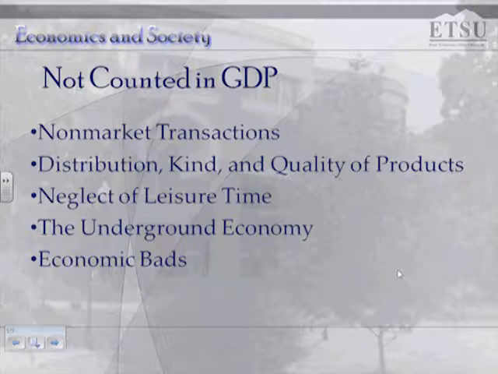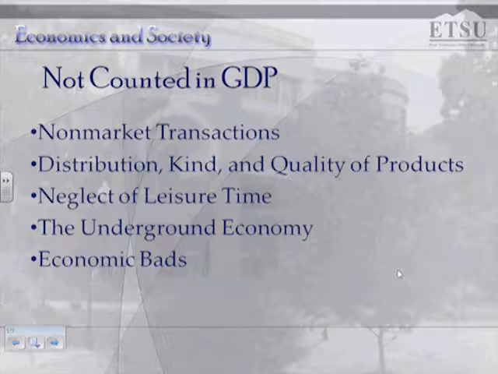The kind and quality of products are not accounted for in GDP. If you think about trying to compare GDP in 1982 to GDP in 2012, that 30-year difference, there is a dramatic difference in quality of things like automobiles and computers and cell phones and iPods, things that couldn't even be imagined in 1982 that are being bought and sold today.